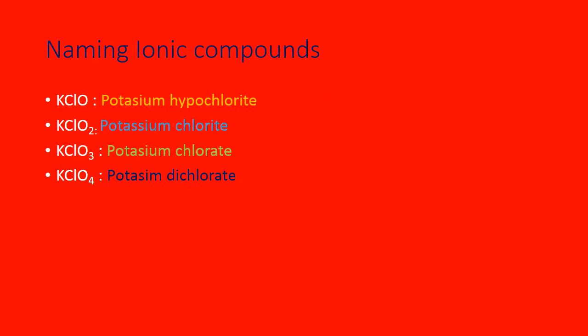More on naming ionic compounds. Here, for example, KClO stands for potassium hypochlorite, KClO2 potassium chlorite, KClO3 is potassium chlorate, and KClO4 is potassium perchlorate.